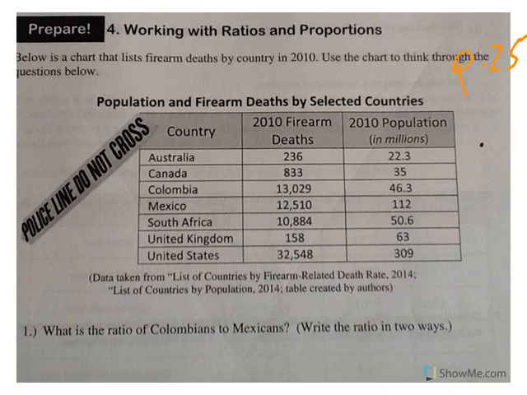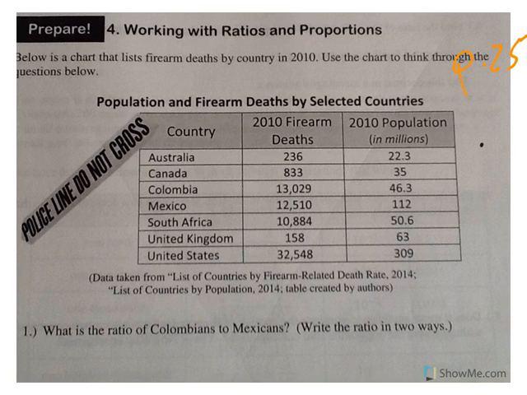All right, this video is over section 4, working with ratios and proportions. It begins on page 25 in your packet. This first table gives us some general information, and the first page is working with ratios. So we'll go through this pretty quickly.